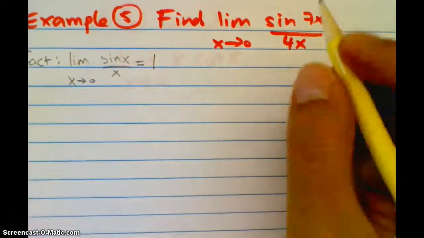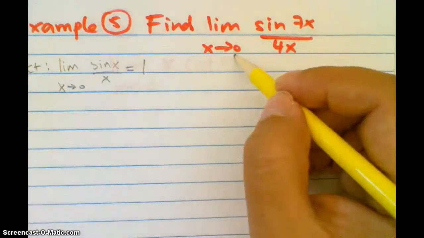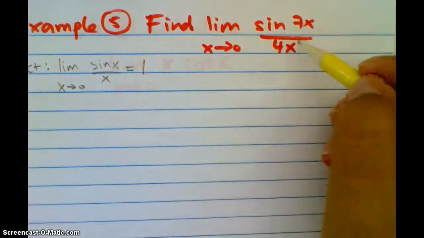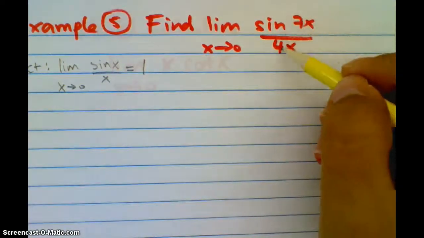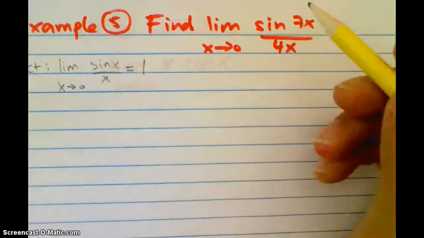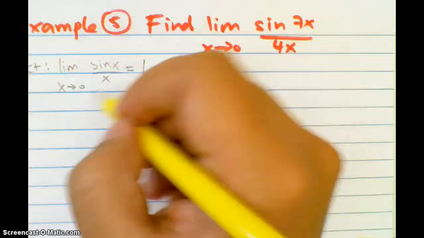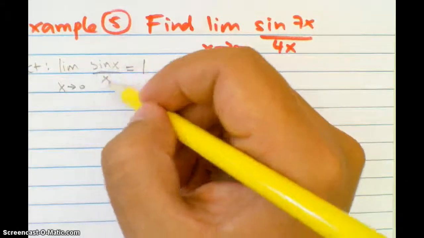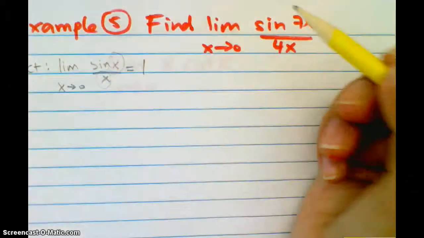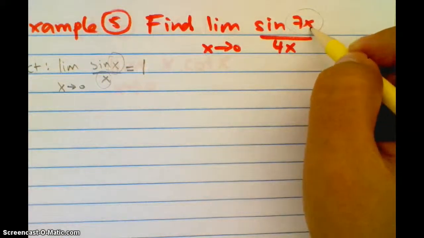So I'm going to use that fact. In here, I know that as x approaches 0, this will be 0 and this will be 0, so this is 0 over 0. And by the sandwich theorem, we have proved that this is 1. But this is a fact, and it works because I have x in the bottom and I have x inside the sine. In here, inside the sine, I have 7x, not x.